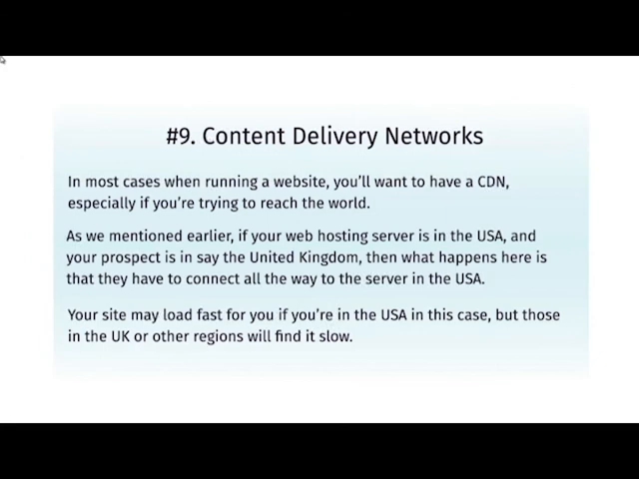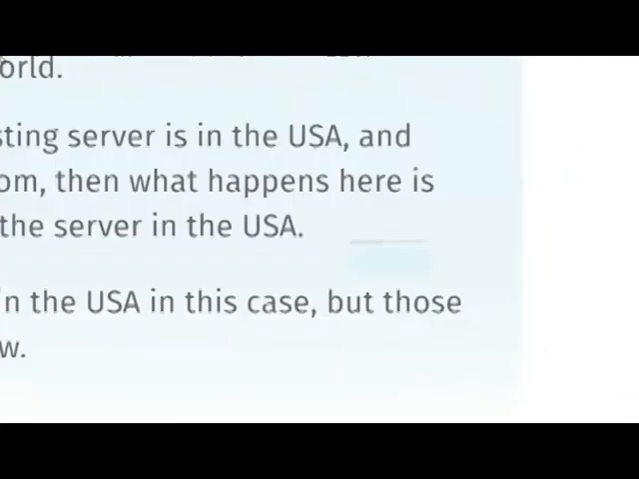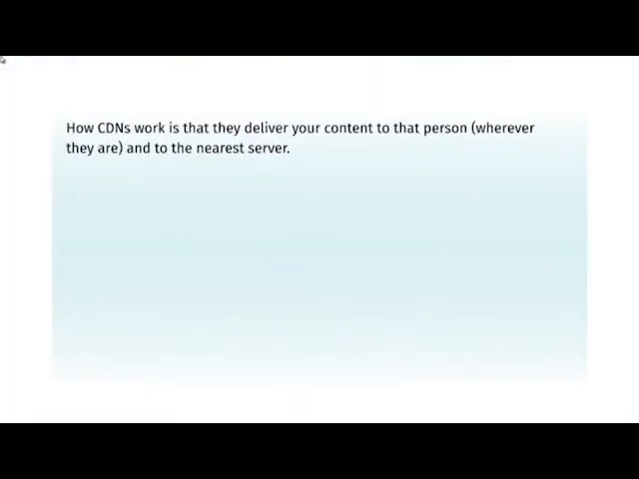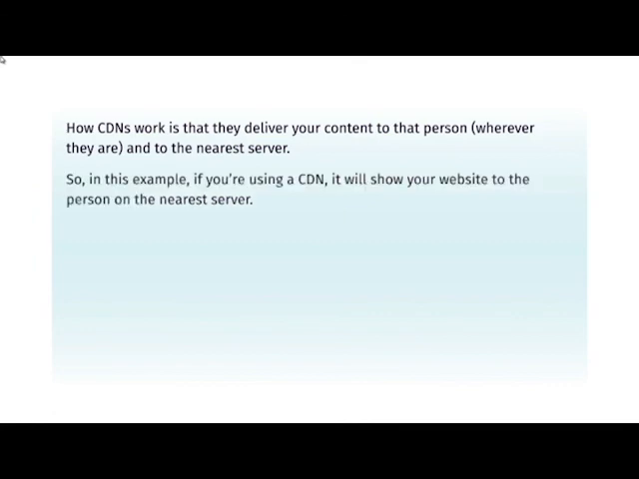So if you change your web hosting to a specialized WordPress hosting, add a content delivery network, and implement the elements that we talked about to make sure that your site is not too big, those few things can actually speed up your whole site. So how a CDN works is they deliver the content to that person from the closest server to them. As we mentioned in this example, if you're using a CDN, it's going to show your website to that person through the closest server.